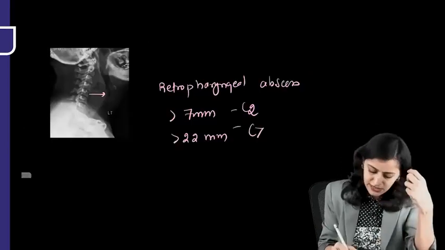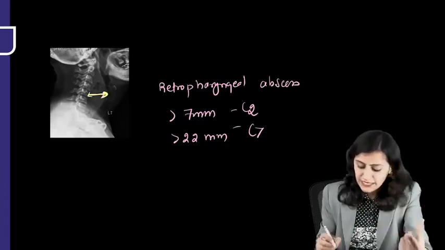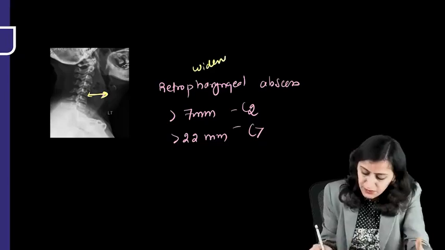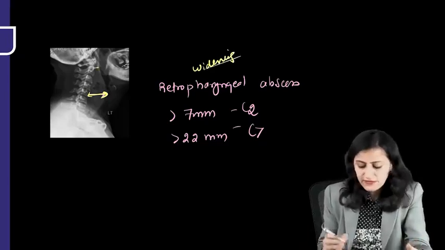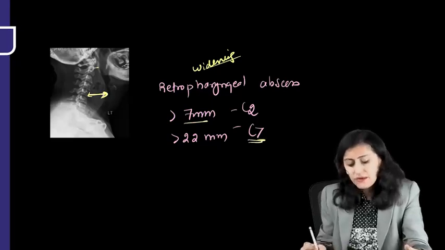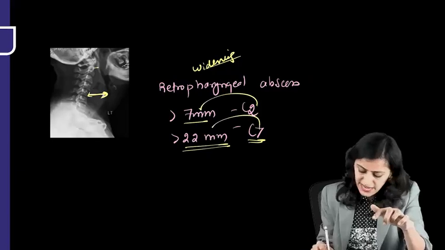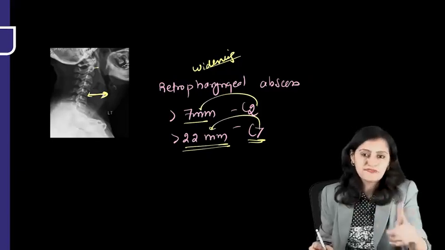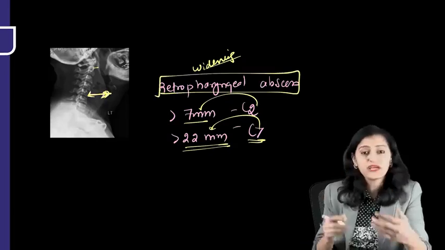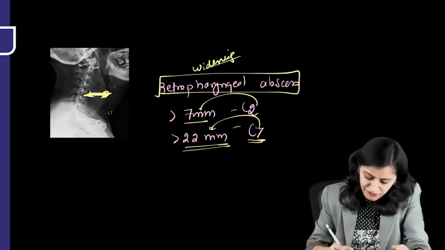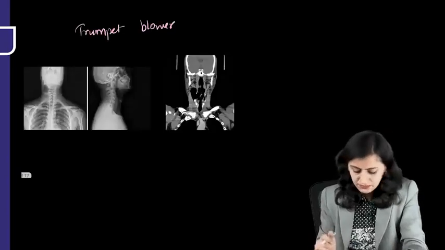Next, what you see here is that prevertebral soft tissue is increased. It is widened. The criteria for widening of the prevertebral soft tissue is at the C2 level, it should be more than 7 mm. At C7 level, it should be more than 22. So 2 by 7 and 7 by 22. Then it is retropharyngeal abscess. Pharynx ke piche. So retropharyngeal abscess, you can see some air foci also there.